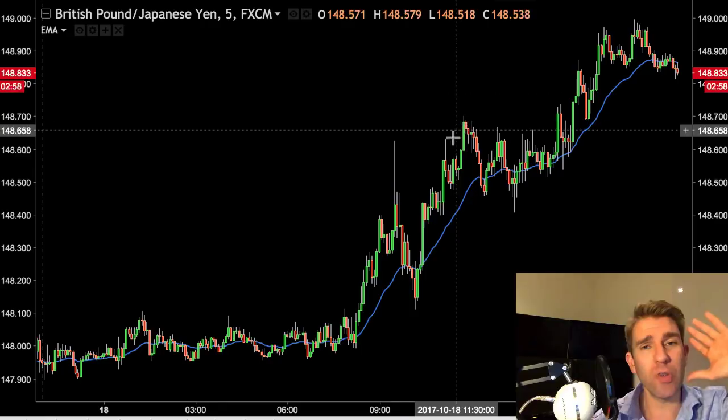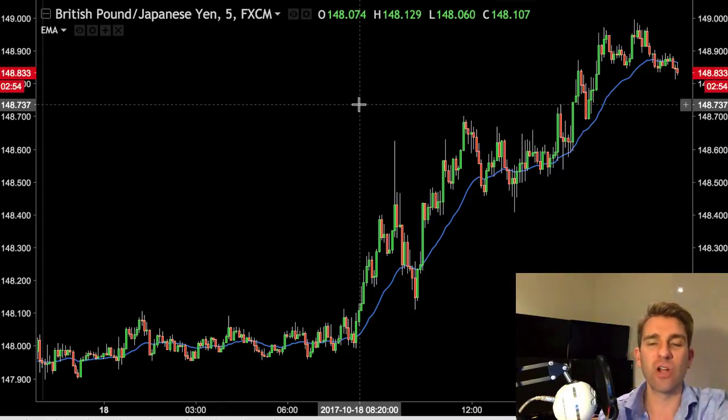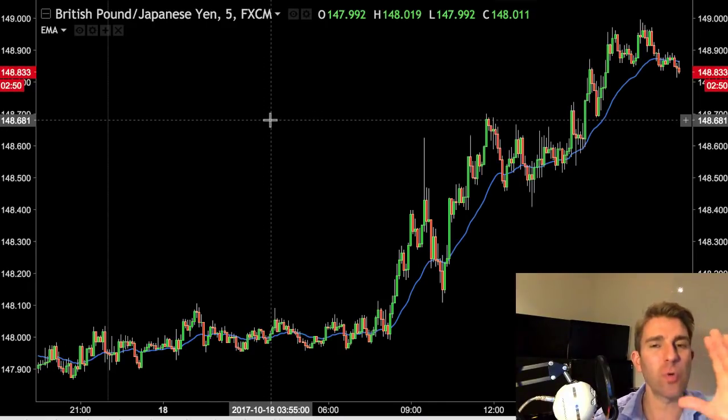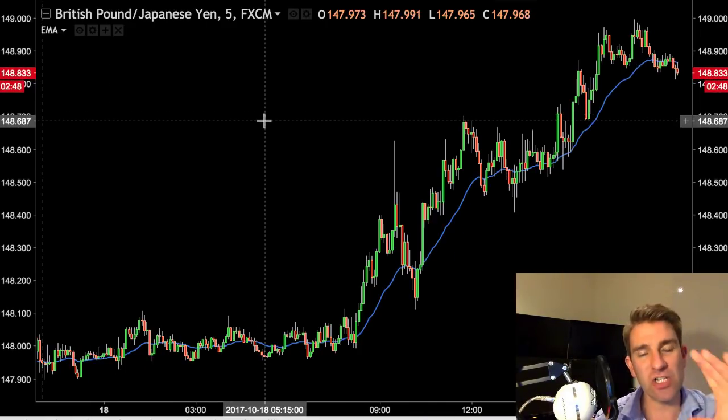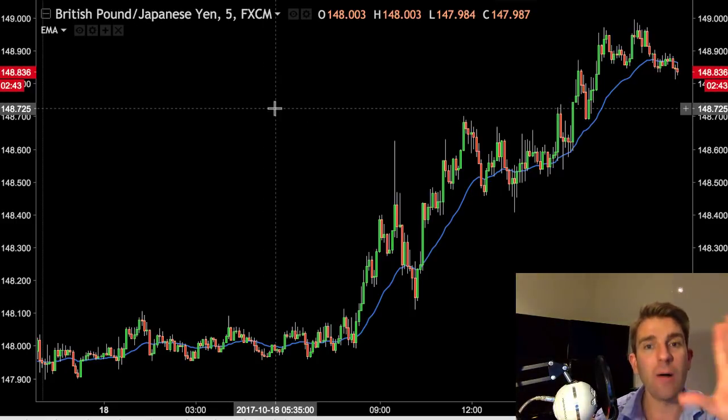Digging around the internet looking for strategies that you and I can use in our trading, this one looks quite promising. Let's dig through it. It's called the 20 pip scalping strategy, specifically to be used on pound yen, 5-minute chart. What are the rules?